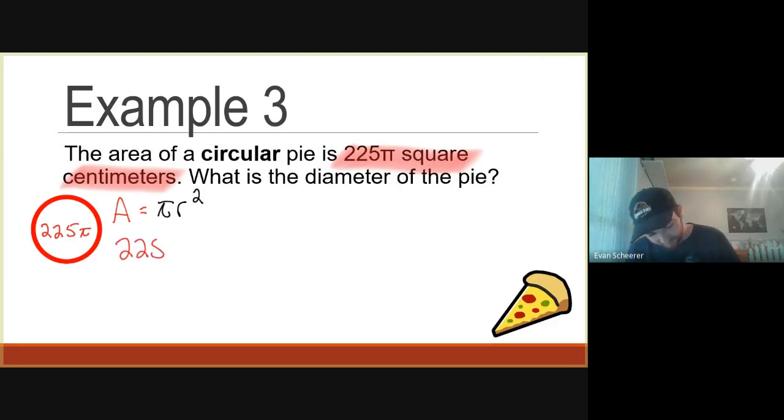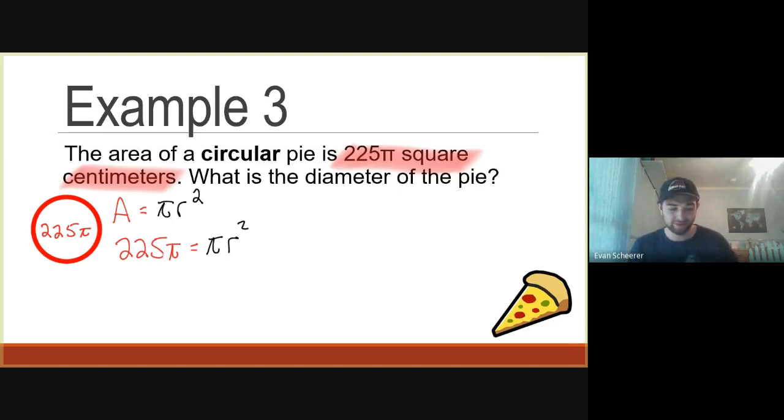Therefore, our formula: 225 pi has to equal pi r squared. Let me make sure, that pi part is really important. Does that make sense? Because the area has to equal area, right? We skipped the formula because it just gave us the answer, but now we're going to use the formula. So 225 pi has to equal pi r squared.